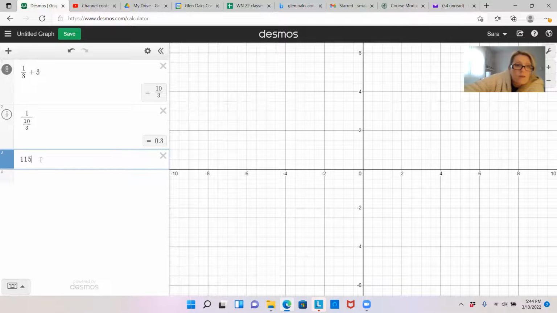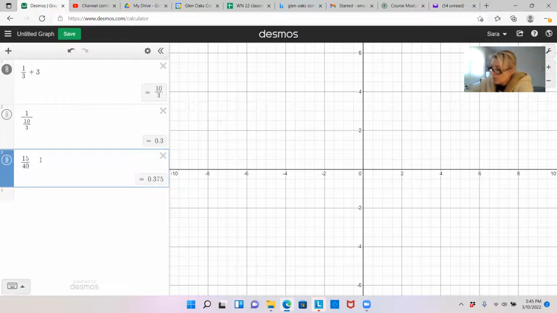So 15 divided by 40 is 0.375. So k equals 0.375. So our equation we're working with is z equals 0.375 times x times y cubed. I'll show you my paper here in a moment.